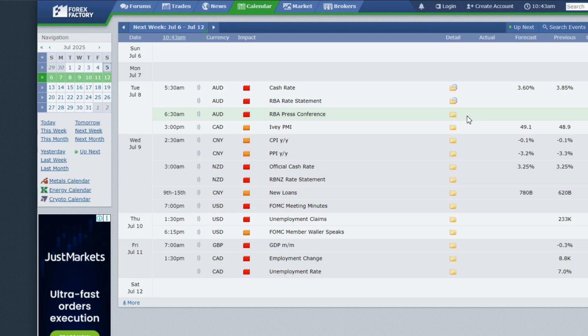On Thursday we have the unemployment claims that normally come every Thursday of the week. But for the unemployment claims, I think it should reduce due to the job data report we received on Thursday. So I don't see the unemployment claims skyrocketing. I see it reduced, which is good for US dollar strength in that environment. And then on Friday we have a GDP report from the pound, and then the Canadian dollar employment change and unemployment rate.